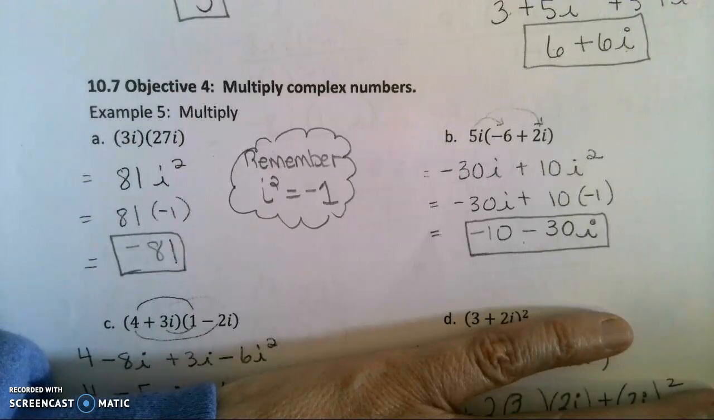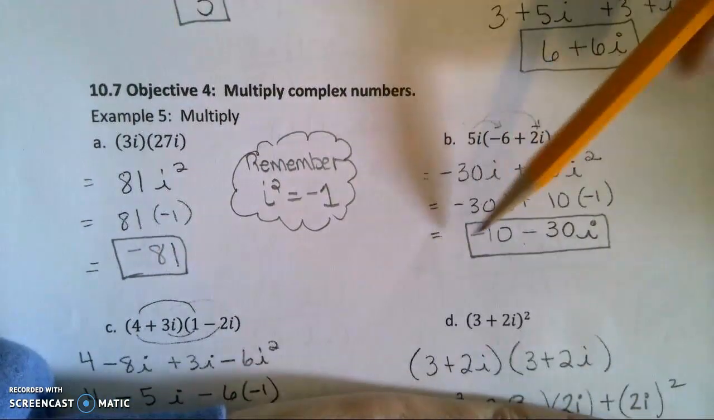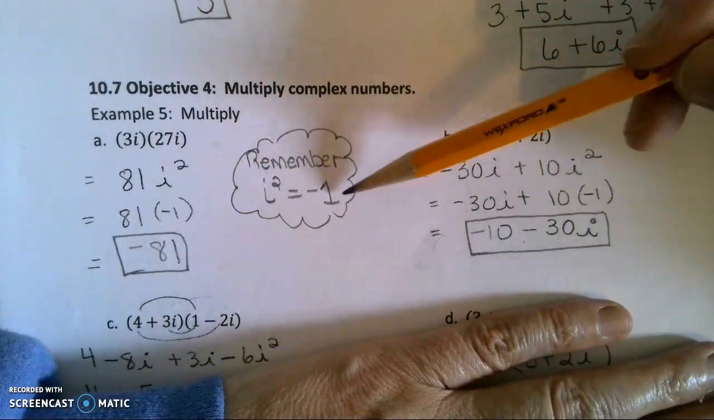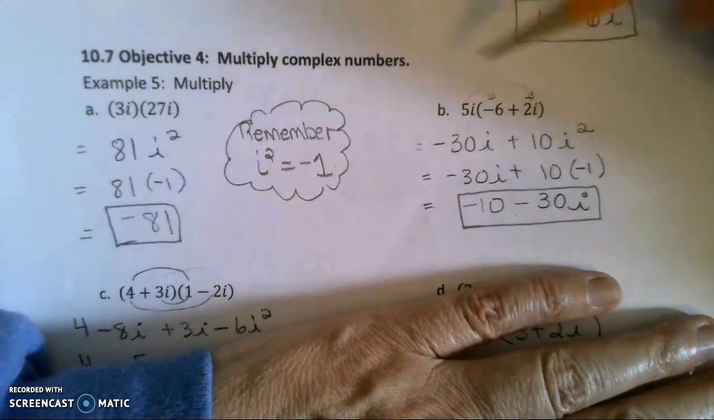This is 10.7, Objective 4, multiplying complex numbers. We multiply these just like how we normally do, either using the distributive property or FOIL, but we have to remember whenever we have an i squared, we replace it with -1. Okay, so I'm going to go ahead and do this one first.